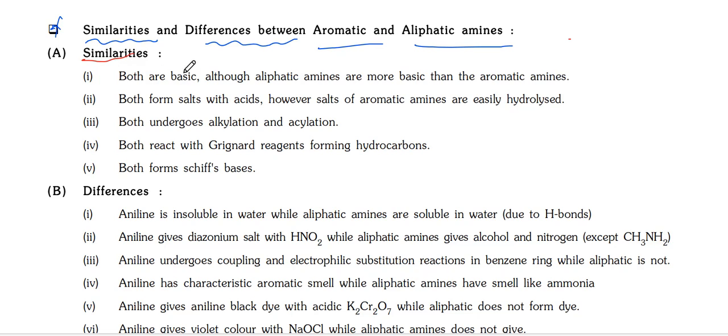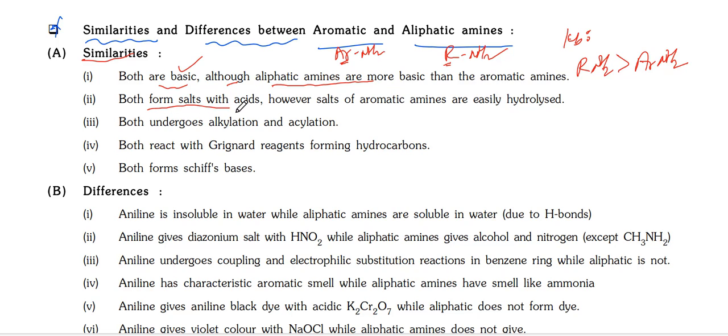First, similarities. Both are basic. Aromatic is ArNH2, aliphatic is RNH2. Okay? Ar means benzene ring, R means methyl, ethyl, like that. Both are basic, although aliphatic amines are more basic than aromatic. RNH2 has higher Kb than ArNH2. In the last videos we discussed this.